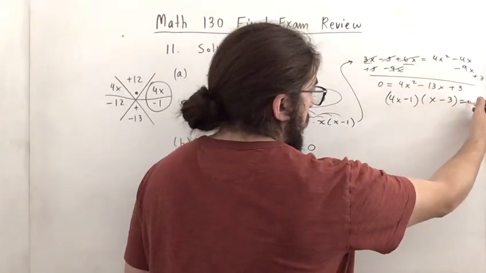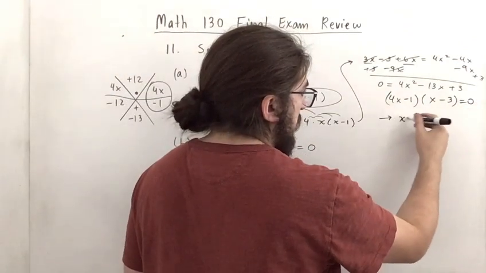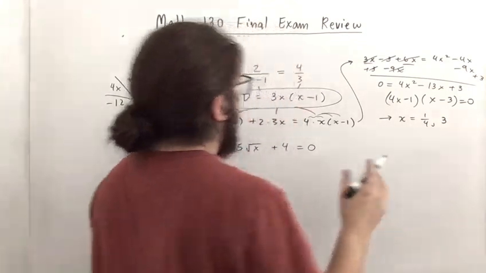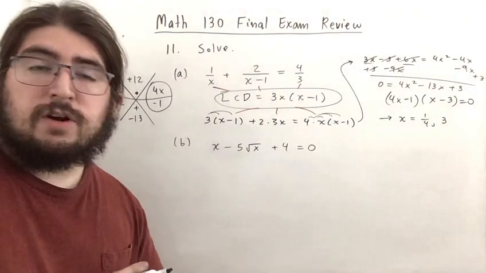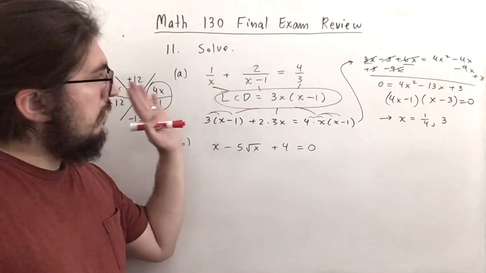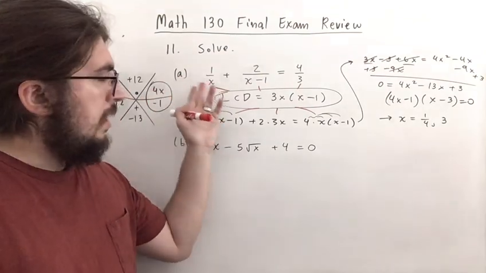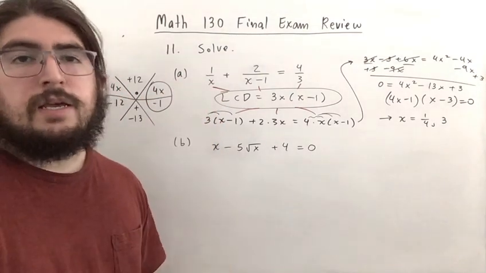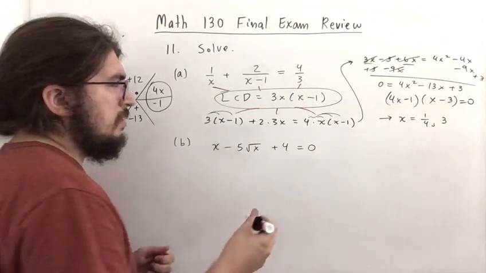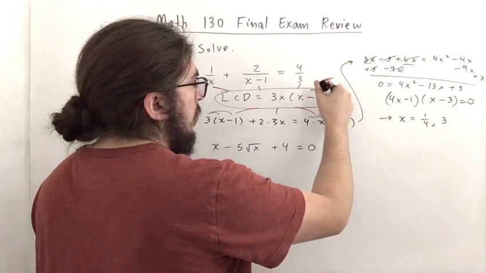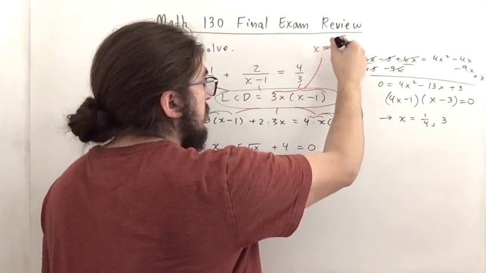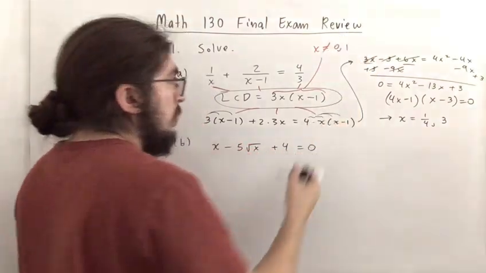So now this being equal to 0 means that x is either equal to positive 1 over 4 or positive 3. Now, you must check for extraneous solutions, but instead of plugging them in, I'll tell you right now that for equations that involve denominators, basically you just want to make sure you don't get a zero denominator. Well, we could have checked ahead of time that the zero denominator only occurs when x is either equal to 0 or 1. So we cannot have those.